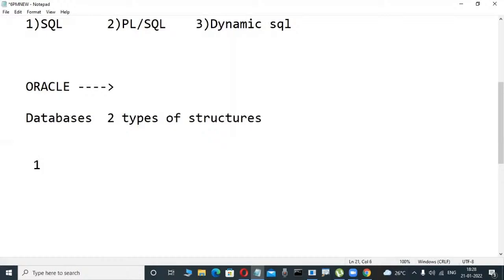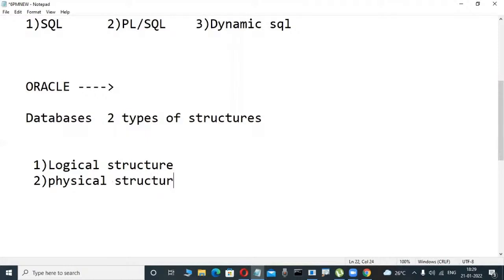Maybe anybody has an idea? Suppose you are taking Oracle, SQL Server, MySQL, or DB2, any relational database software you are installing in your system, two types of structures are there. One is logical structure. Database means it is a place where we can store structure. Another one is physical structure.